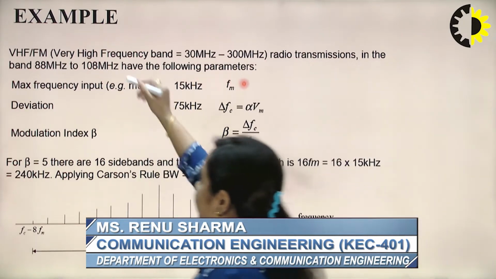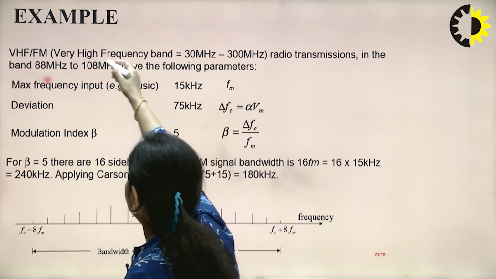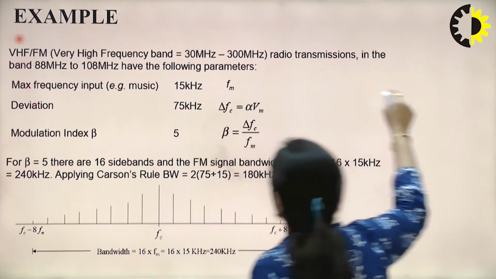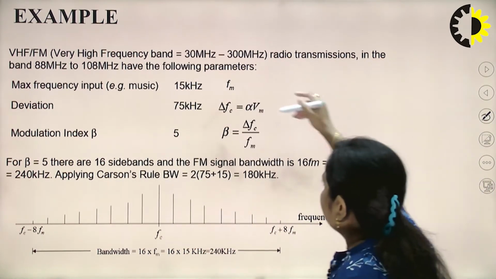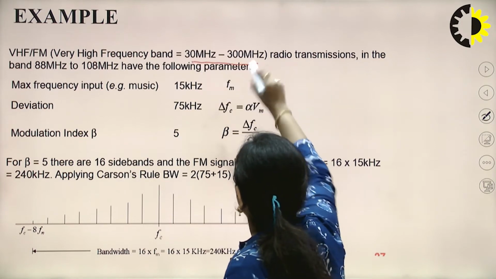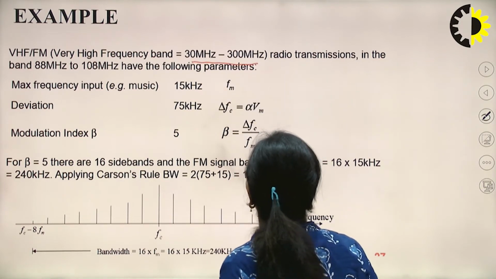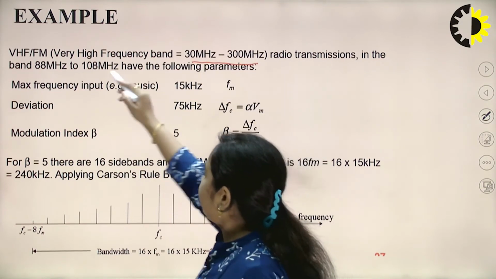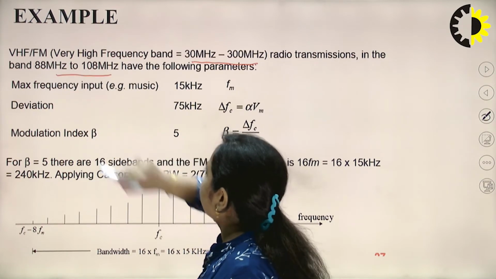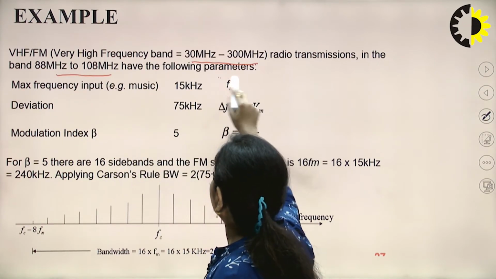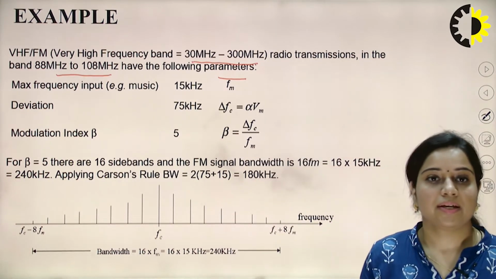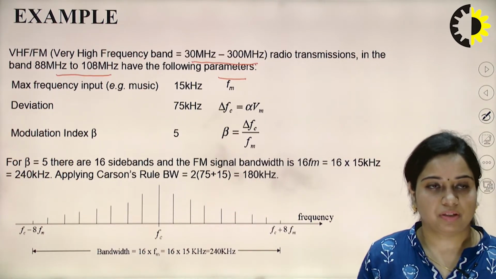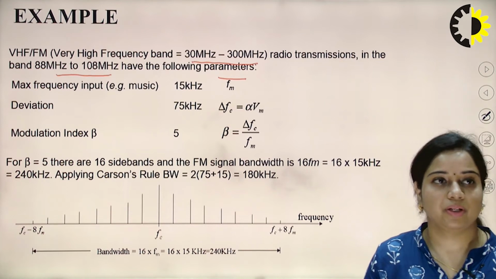VHF, that is very high frequency, or FM wave, having a frequency band of 30 megahertz to 300 megahertz radio transmission. Now in the band of 88 megahertz to 108 megahertz, we have the following parameters. These are basically standard parameters that you have to consider while solving any numerical related to FM.